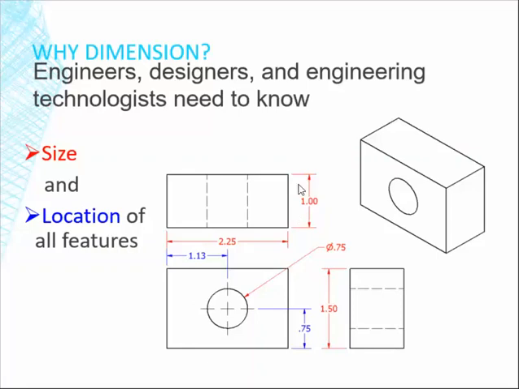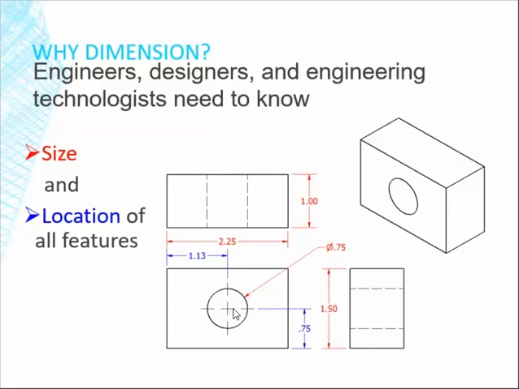Just like it sounds, size dimensions are going to tell you the size of an object. For this example here, the red dimensions are telling you the size of this cube: how wide it is, how deep it is, how tall it is, how large this hole is. But then you have the location dimensions, which are the blue ones, and that's going to tell you where something is. So this blue dimension here is going to show you where the hole is as far as the width, in terms of the distance from this left edge here, and it's also going to tell you the height location from the bottom to the center point, or the center line, of this hole.